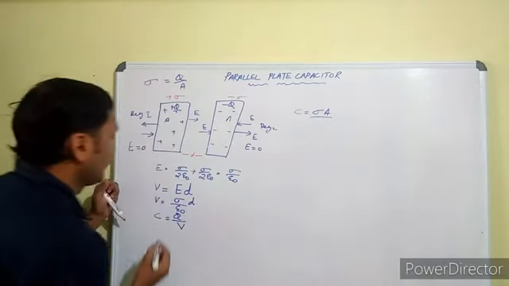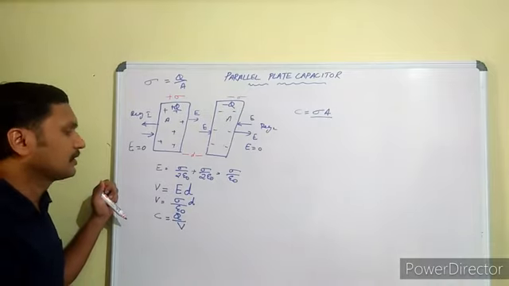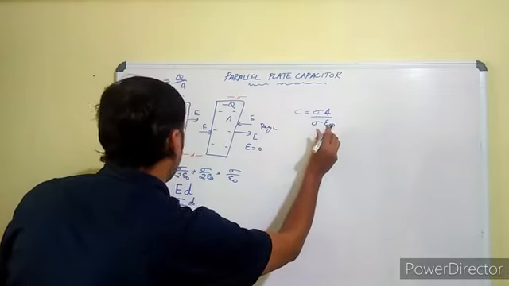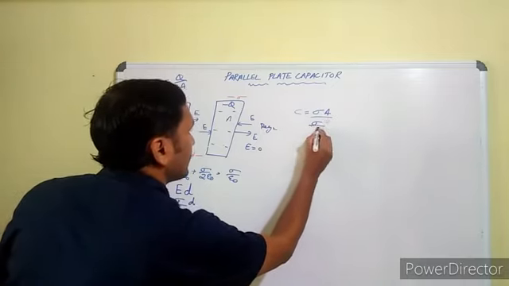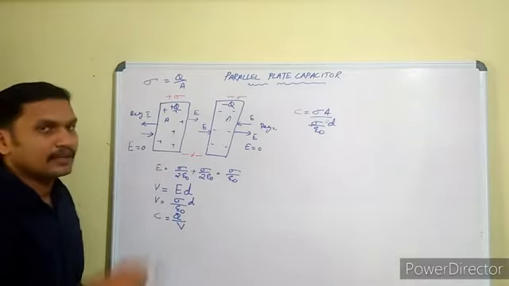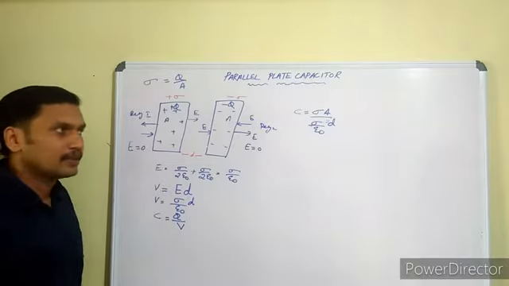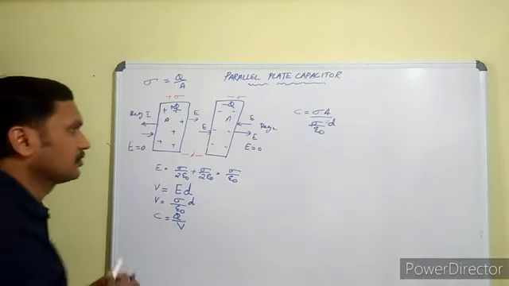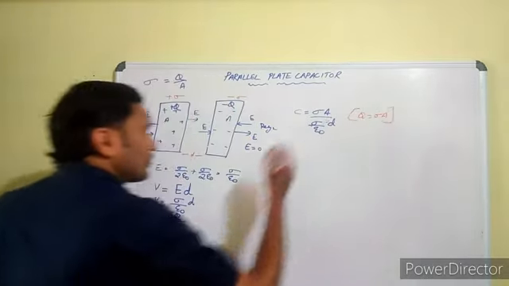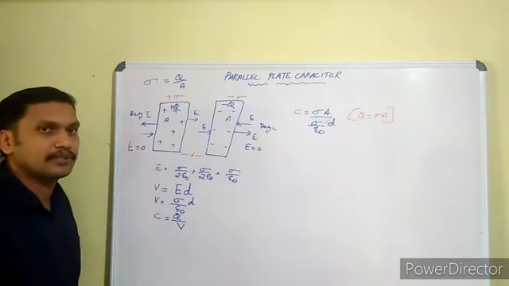We have an expression for the potential difference. Potential difference is equal to sigma by epsilon 0 into D. That is the potential difference. C is equal to sigma A by V, where V is equal to sigma by epsilon 0 into D. Here we have a substitution: Q is equal to sigma into A, and instead of V, sigma by epsilon 0 into D.